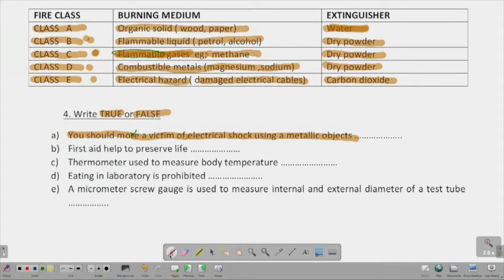So we are going to write here false, because this statement is false. You should never move someone who has been hit by electric shock by using a metallic object.